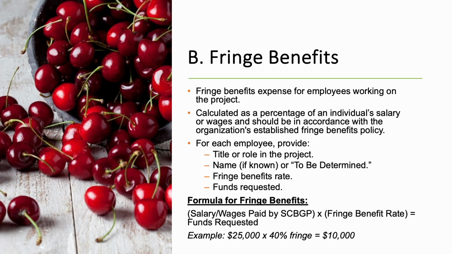Category B is for the fringe benefits expenses for employees working on the project. Fringe benefits include benefits such as paid leave, health insurance, and unemployment, and is calculated as a percentage of an employee's salary or wages. This percentage should be determined in accordance with the applicant organization's established fringe benefits policy. In the table provided, enter each employee's name and their title or role in the project as it was done in the personnel table. Then enter the fringe benefits rate and the funds requested. To calculate the funds requested for each employee, multiply their salary and wages by their fringe benefit rate.